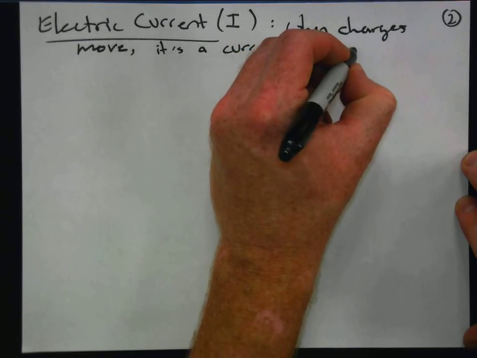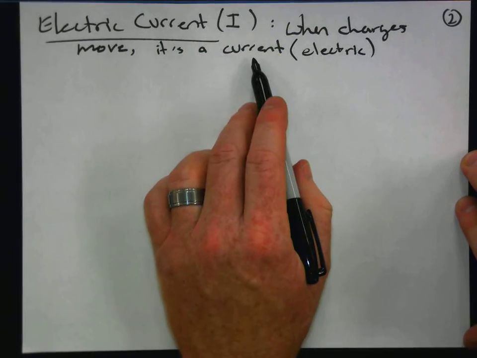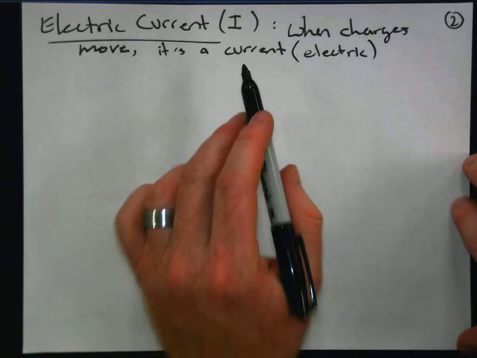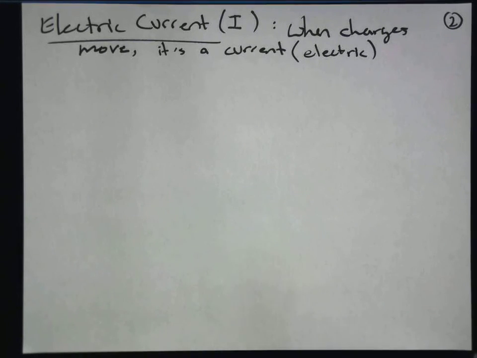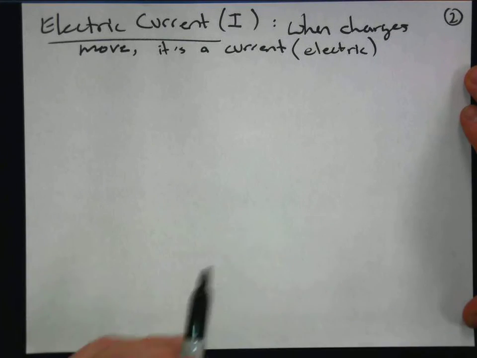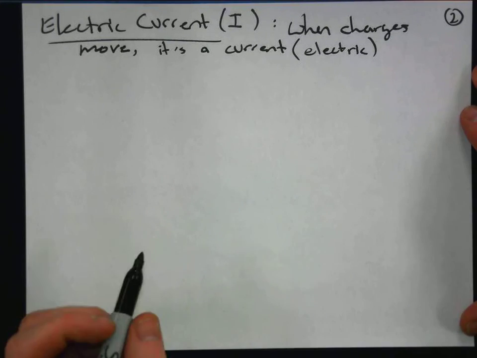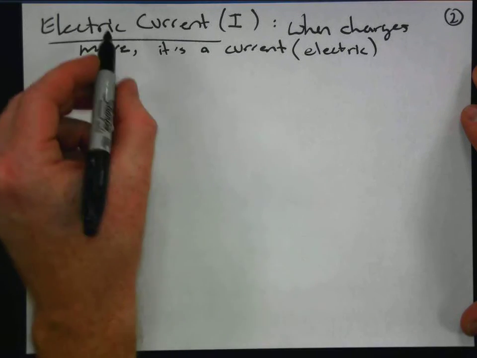So this is interesting. Now, the word current, we often think of currents in water or maybe air currents as well. And if there's a current in water, the water molecules are moving somewhere. If there's an air current, the air molecules are moving around somewhere. They're going somewhere. Same thing here with an electric current. The charges are going somewhere. And that does matter.